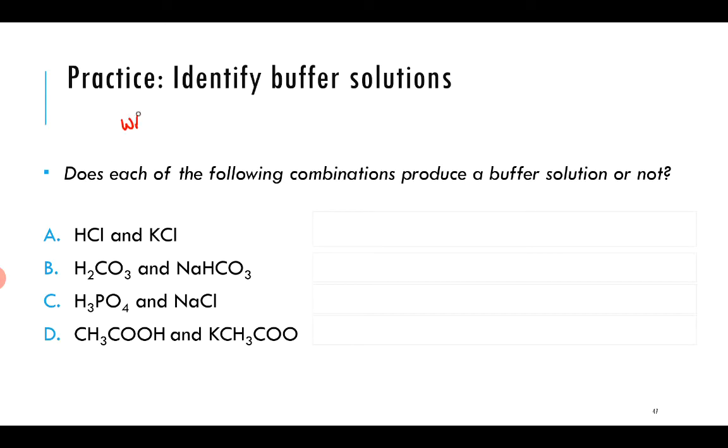So remember, we're looking for a weak acid plus the salt of the conjugate base. So HCl is a strong acid, so that one's not a buffer. Next up, we have H2CO3, carbonic acid, and that is a weak acid. The conjugate base of it is sodium hydrogen carbonate, and so this one will form a buffer.